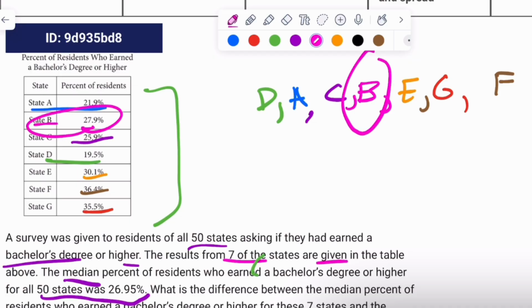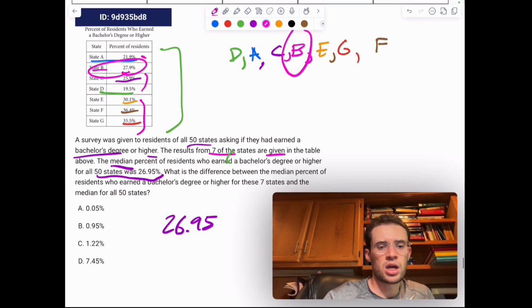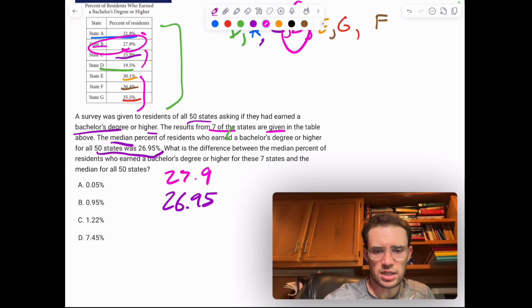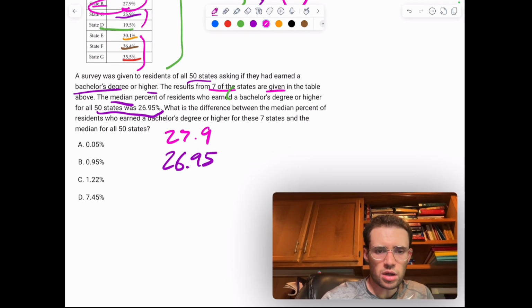I'm just looking, right, there are 3 that are less than it, 3 that are greater than it. Just take that extra second to check. So your median value is 27.9. And we just need the difference between these two. And it looks like they're just under 1 apart. They're 0.95 apart, so that'd be choice B.